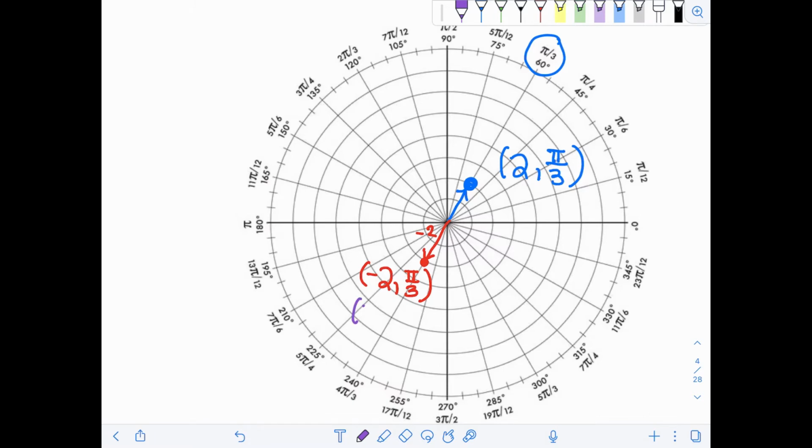So we could have written it as 2 comma 4 pi over 3, and that would have landed at the exact same spot. So this can happen a lot with polar coordinates, where a different coordinate, or at least one that might look different, ends up in the same spot. And it has to do with the repetitive nature of angles, that we could find coterminal angles. So let's move on to the next example.